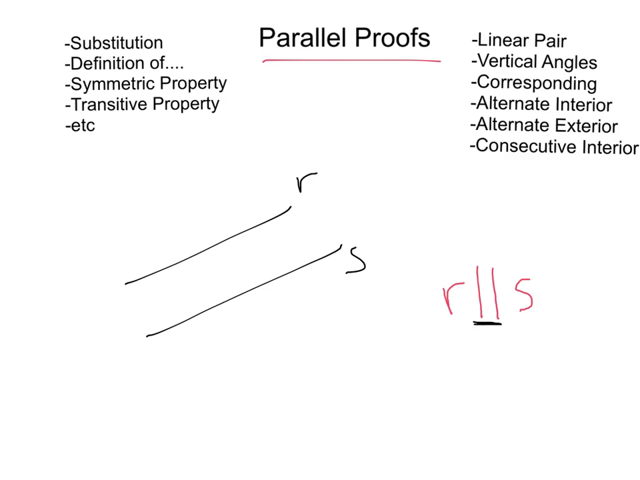Just as a refresher in case it comes up, remember these two perpendicular lines mean perpendicular. So let's say R is perpendicular to T. That means we know there's a line T that forms a right angle. So keep in mind these two symbols: you've got your parallel symbol and your perpendicular symbol.